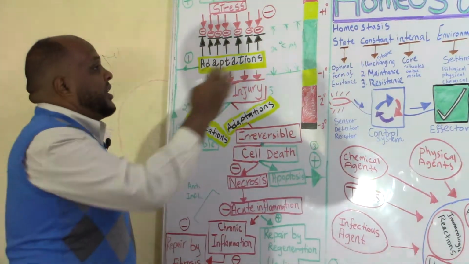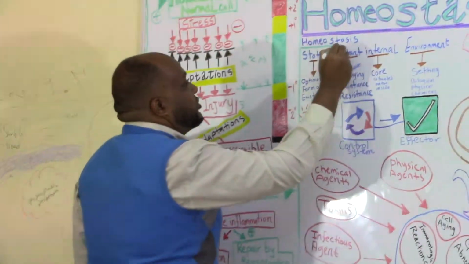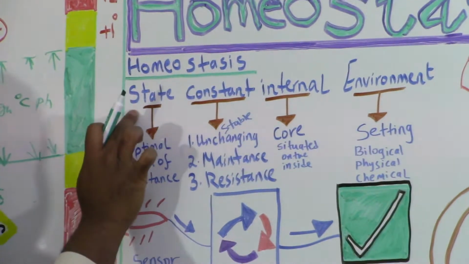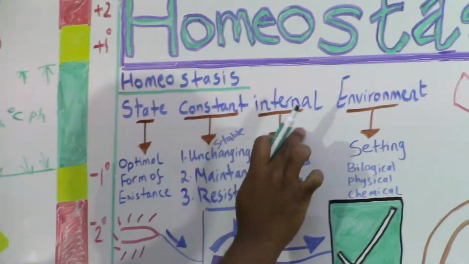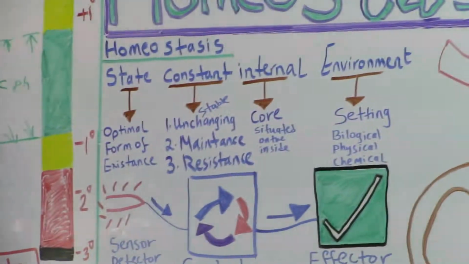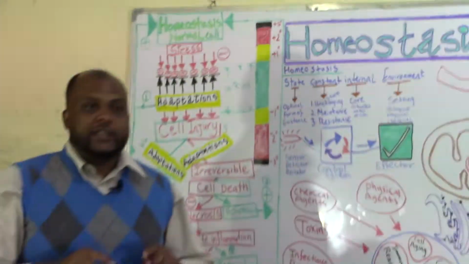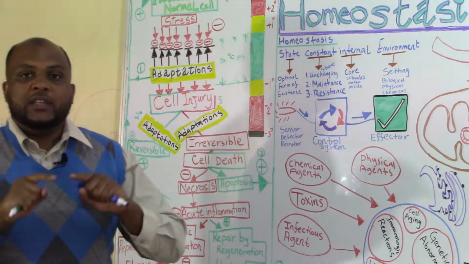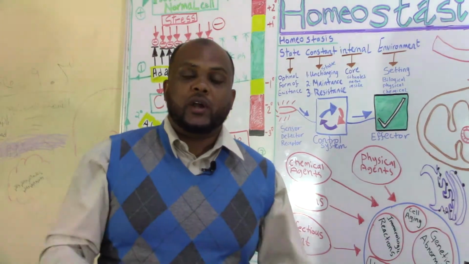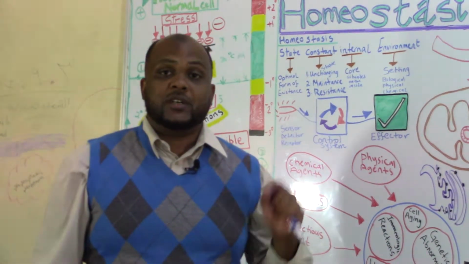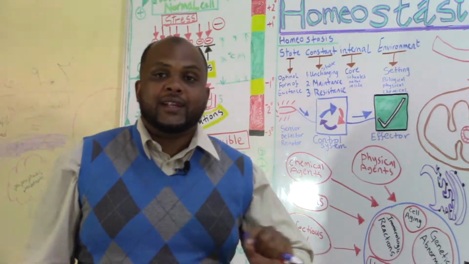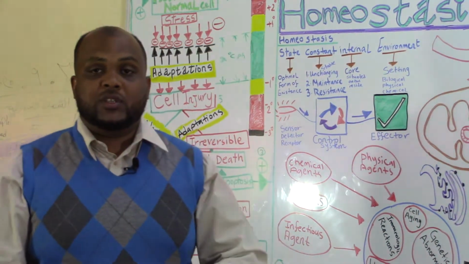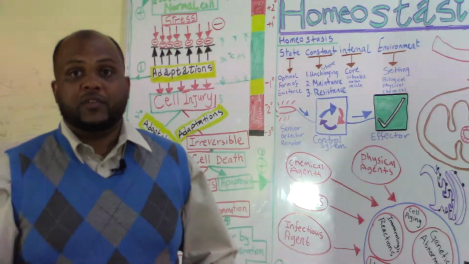So we can break down homeostasis into four concepts. Homeostasis is a state of constant internal environment. What's a state? A state is a form. It is the optimal form in which the enzymes required for essential life processes are able to carry out and catalyze the reactions in which they participate, leading to the cell's survival.